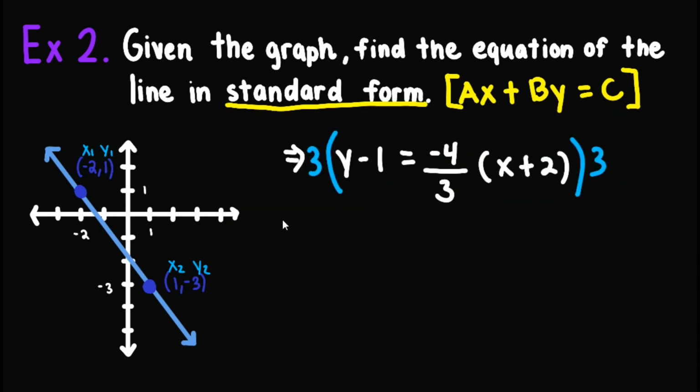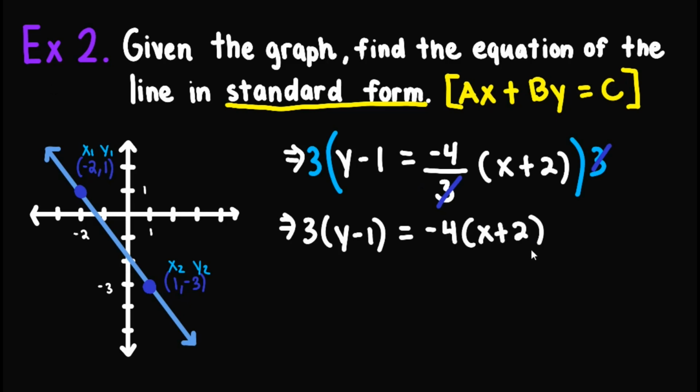By doing that, we obtain 3 times y minus 1 on the left, and on the right, 3 out here would cancel. So we'll have here negative 4 times x plus 2. Distributing 3 and negative 4 to the expression inside will give us 3y minus 3 equals negative 4x minus 8.